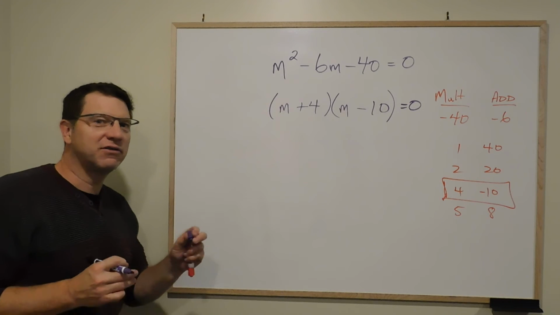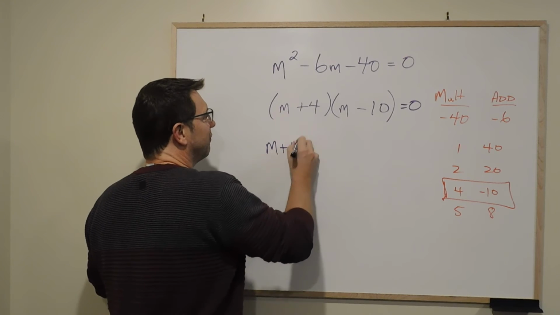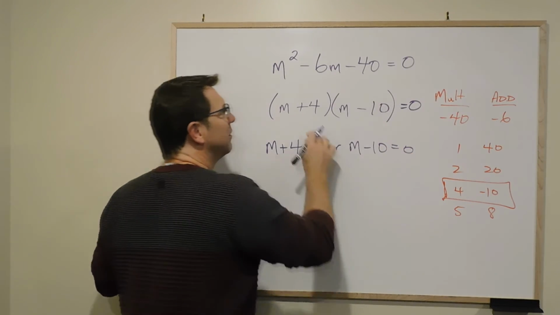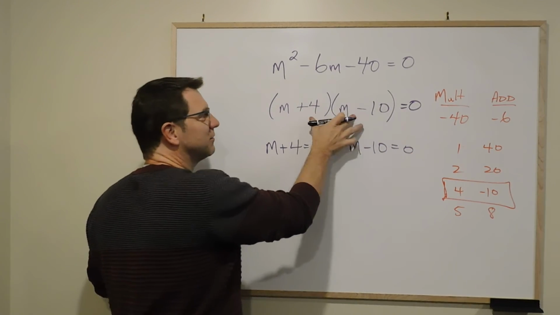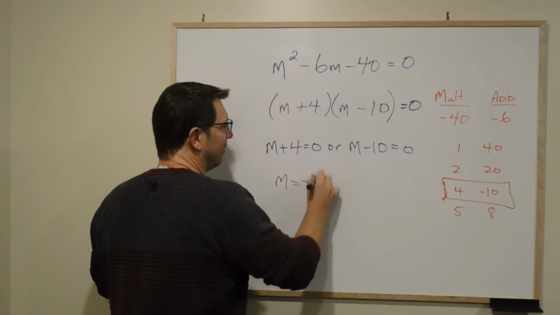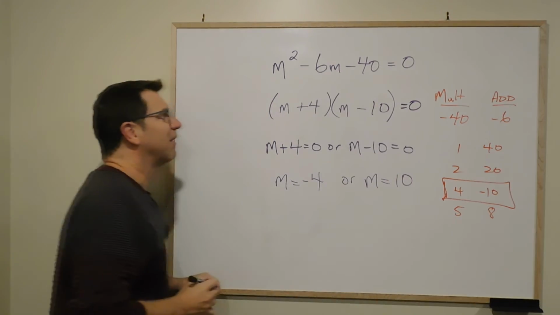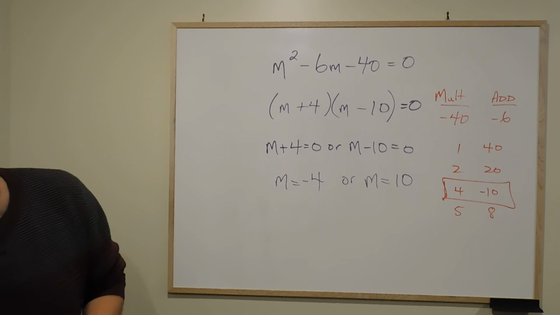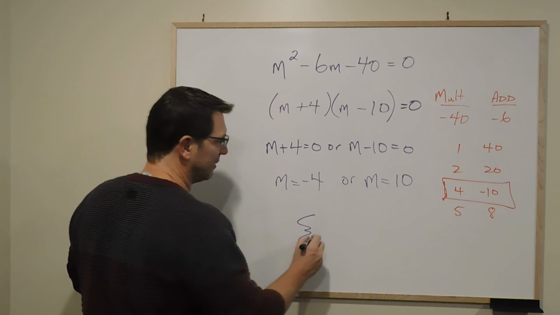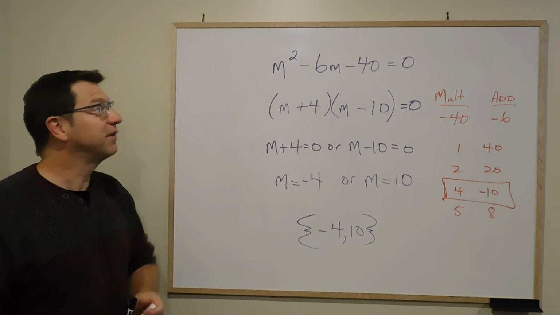But now, because of that zero product rule we looked at a couple slides ago, m plus 4 has to equal 0, or m minus 10 has to equal 0, because one of these brackets has to equal 0, because when we multiply, they're giving us 0. So the only thing that can be is m would have to equal negative 4, or m would have to equal 10. And there we've solved it. And of course, you see the solution there, and it gives you a solution set. Okay, the set, that's just the numbers. You just put the numbers that solve the equation.